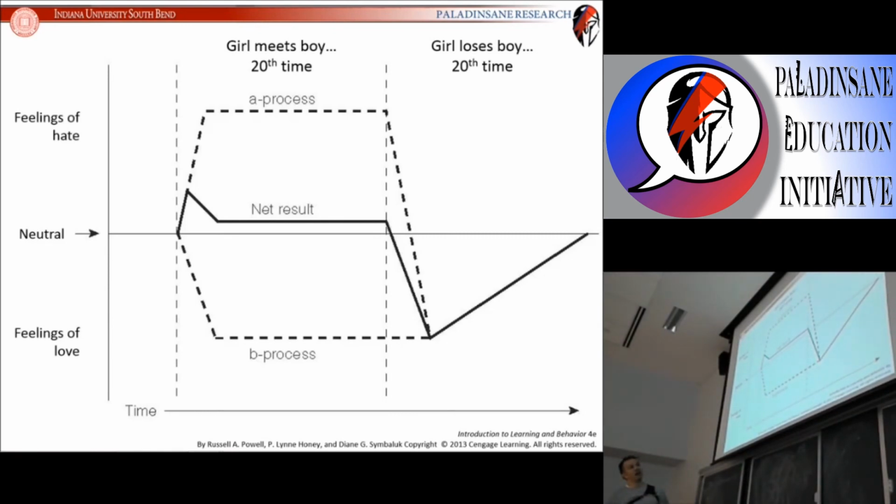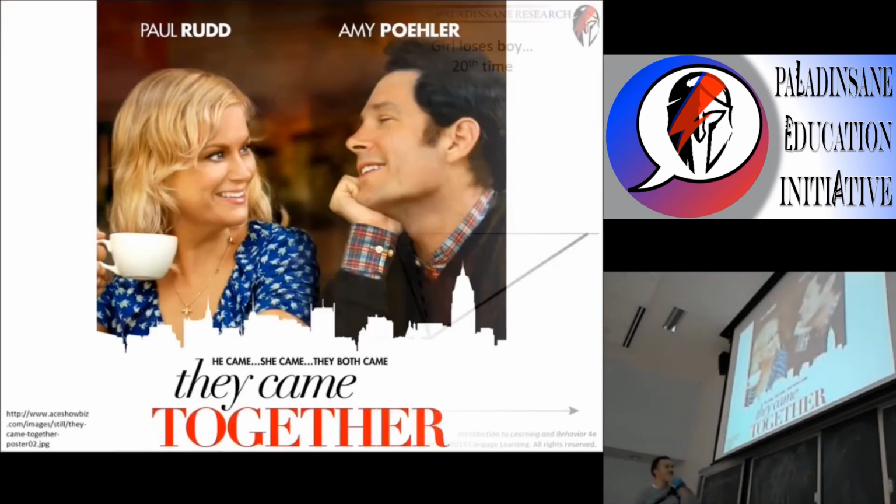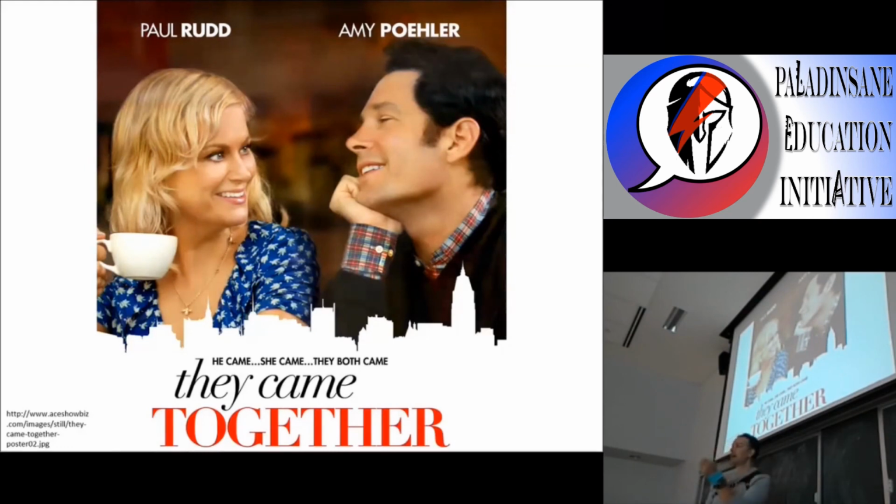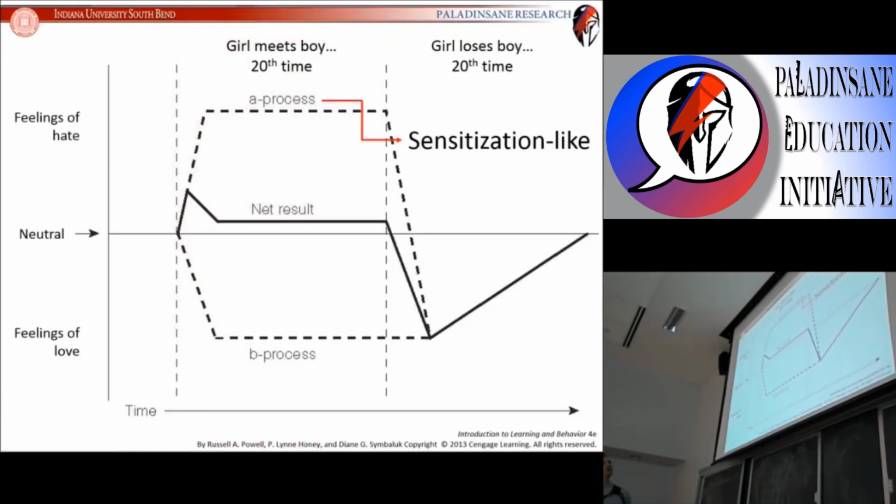If you ever want to find out what happens at the end of this, they actually made a movie called They Came Together, which kind of shows you what happens after the rom-com, because according to the A process, B process, this is where she basically has feelings of love for the individual, and this is where the movie ends.